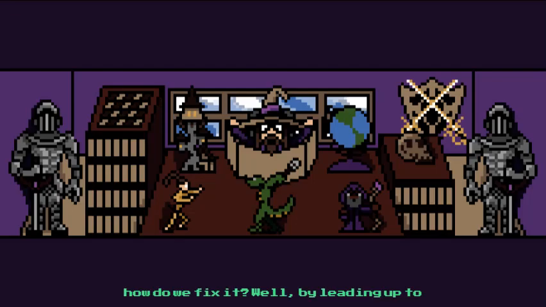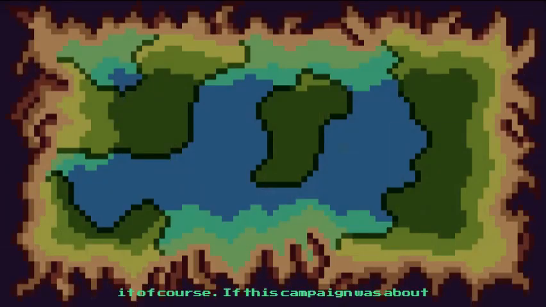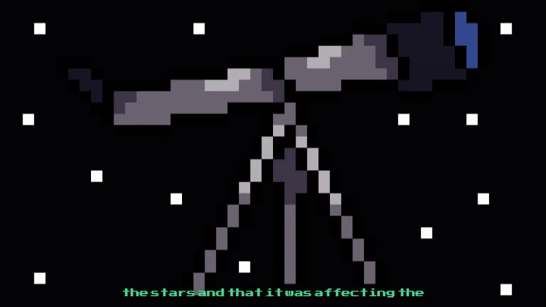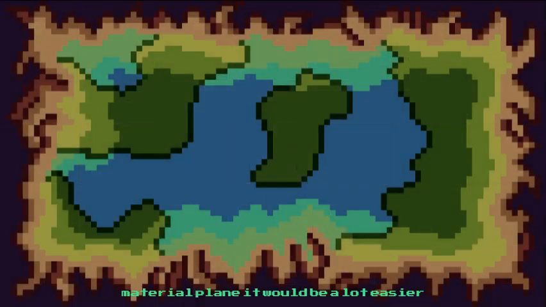Okay, well, so how do we fix it? Well, by leading up to it, of course. If this campaign was about celestial bodies and your players found out that something screwy was going on at the stars and that it was affecting the material plane, it would be a lot easier to lead up to this.